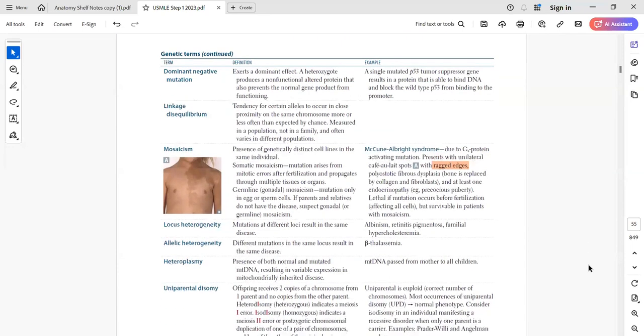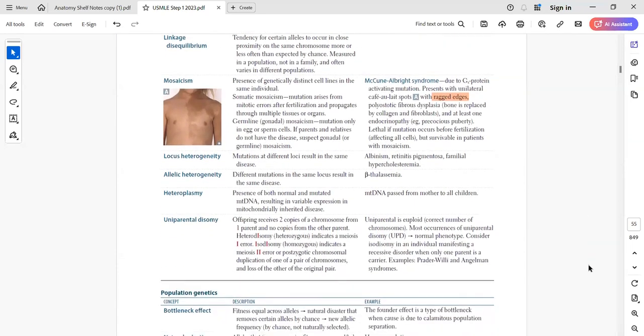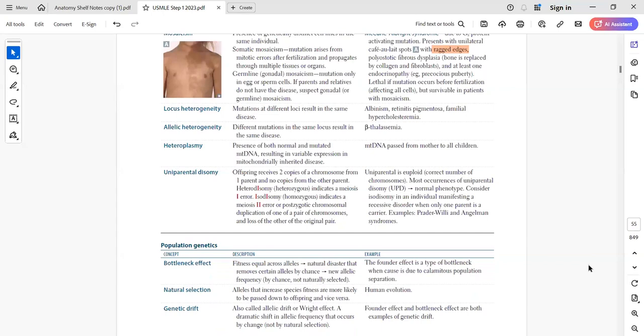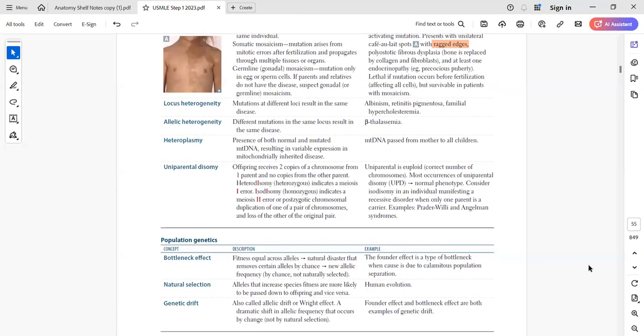Okay. Uniparental disomy is very important. So in uniparental disomy, uni means one, parental obviously a parent. So now the baby receives two copies of chromosome from one parent and no copy from the other parent. For instance, there's a child who's born. He received two copies from dad, but nothing from the mom. Okay, so it's of two types.